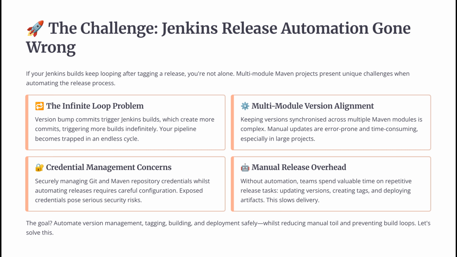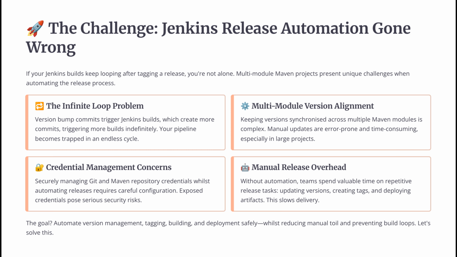Here's what usually happens. Your Jenkins pipeline finishes a build, then automatically updates the Maven version, for example, from 1.2.3-SNAPSHOT to just 1.2.3. It commits that change and pushes it to Git, but Jenkins is watching the repository. So that push triggers another build, and that build commits again, and the cycle continues forever. It's Jenkins chasing its own tail.